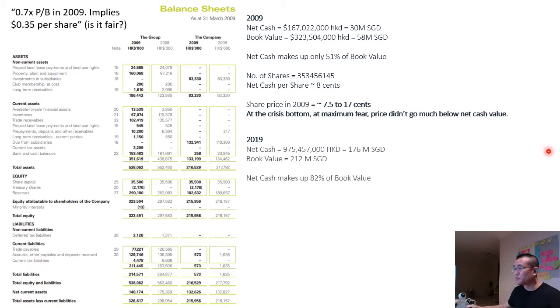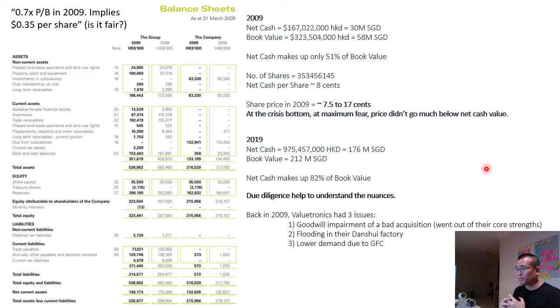If you did that for 2019, you will find that net cash doesn't make up 50%, it makes up 82%. A very, very, very big difference.